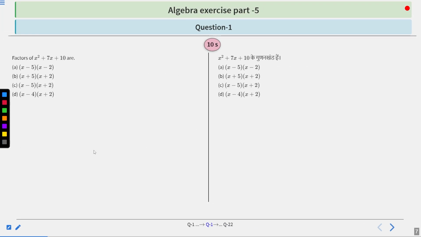Now moving on to question number 1. Factors of x square plus 7x plus 10 are, and the options are: option A, (x minus 5) into (x minus 2), option B, (x plus 5) into (x plus 2), option C, (x minus 5) into (x plus 2), and option D, (x minus 4) into (x plus 2). These are the options.